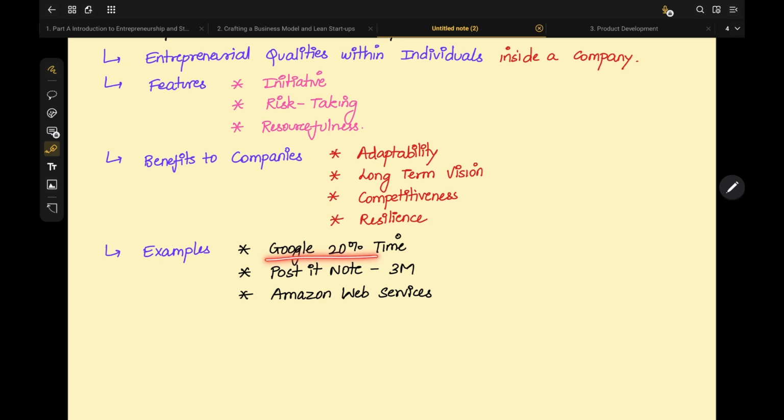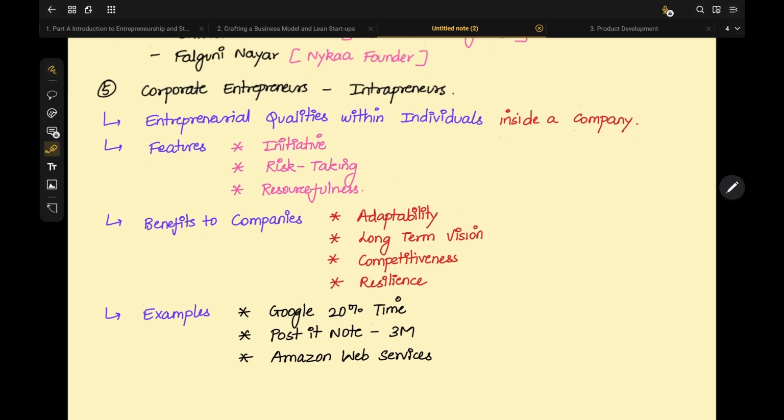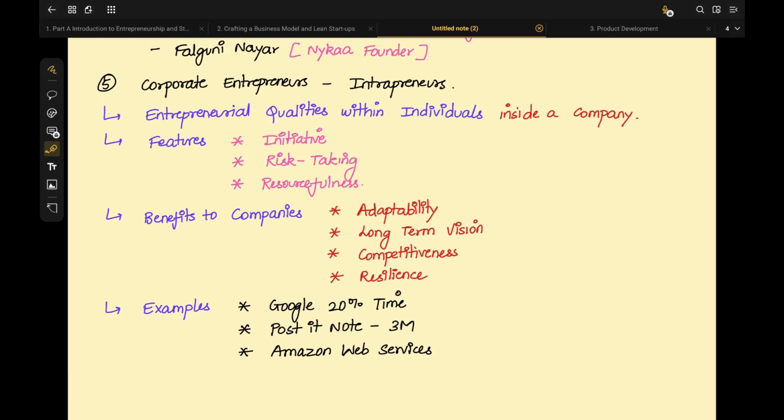And then these are examples: Google 20% time, Post-it Note 3M, Amazon Web Services. These are all the examples for corporate entrepreneurs, that is intrapreneurs. In Google, they are implementing a project called 20% time. Every employee will devote 20% of their time for new projects, innovative ideas, etc. They will give those projects to Google, and the Google management also will help them in those ideas if they are proper and viable.